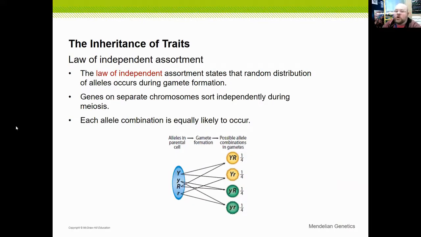Now, we also have what's called the law of independent assortment. This law states that there's a random distribution of alleles occurring during gamete formation. So when your gametes are being formed, there's kind of no rhyme or reason as to why the genes are distributed the way they are. There's so many possible combinations that it's completely random and you can't really pinpoint which ones are going to be given. Genes on separate chromosomes sort independently during meiosis, and each allele combination is equally likely to occur. Like, it's just as probable to get any of these as it is the other.